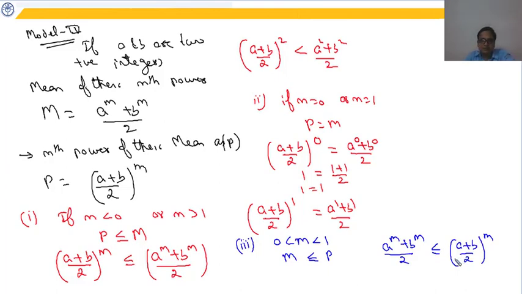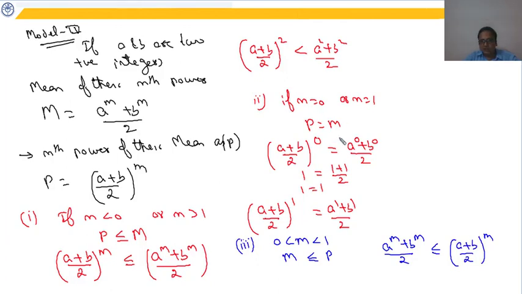You have to learn these results. So whenever, first case, if the power lies less than 0 or greater than 1, we had P less than or equal to M. That is, ((a plus b) by 2) whole power m is less than or equal to (a to the power m plus b to the power m) by 2.